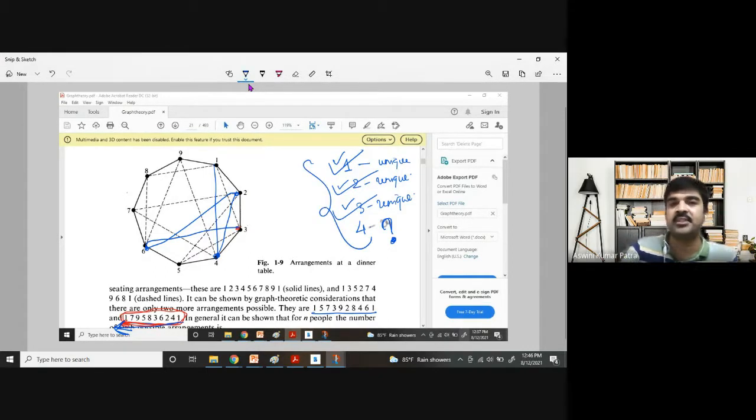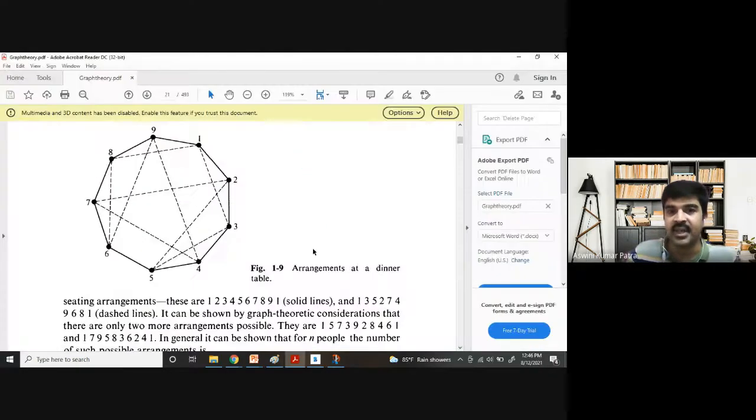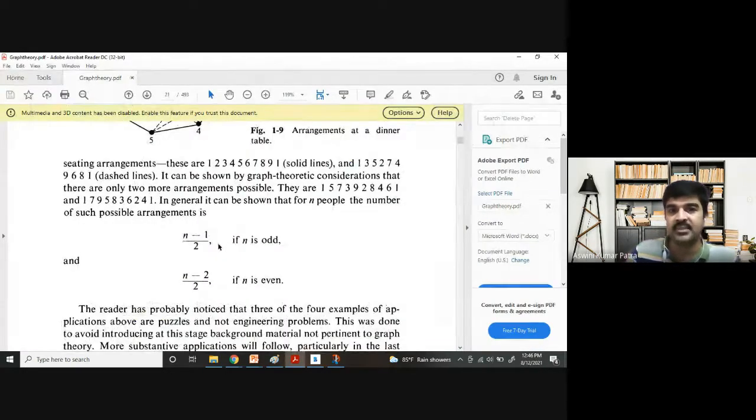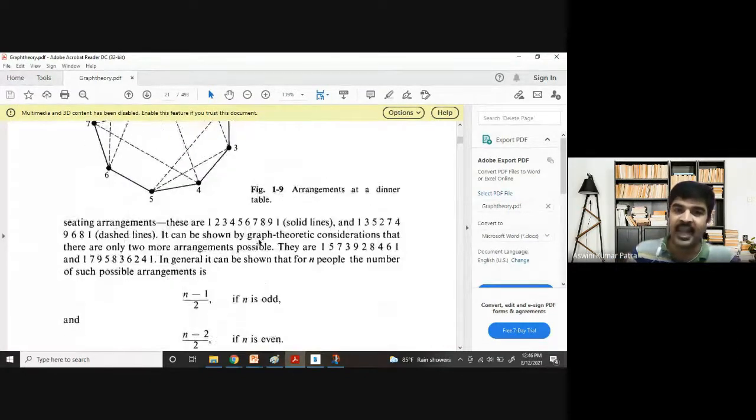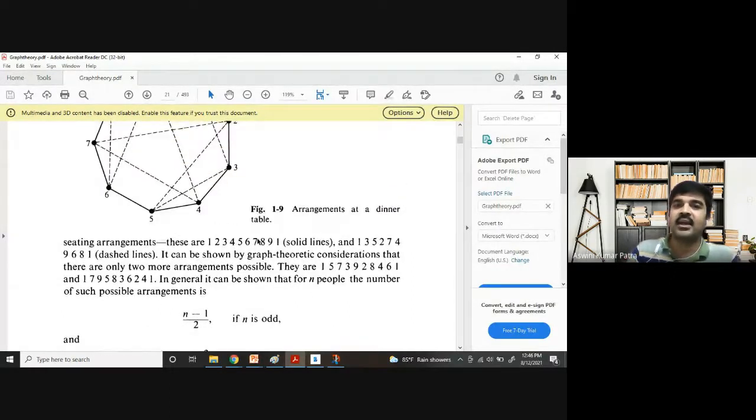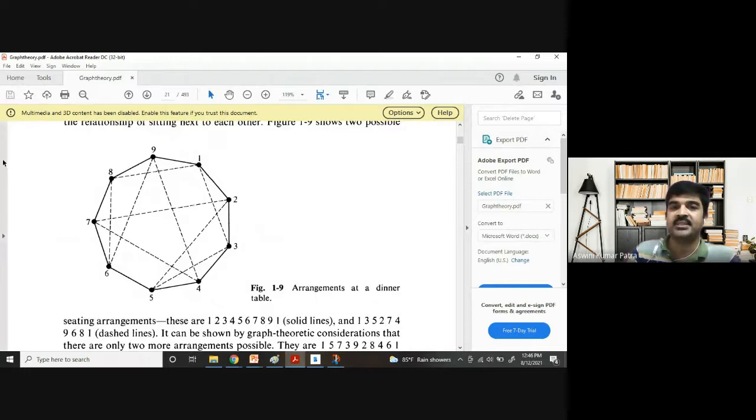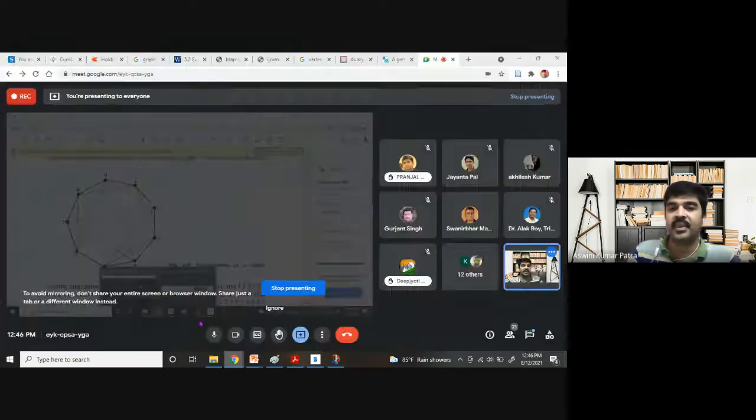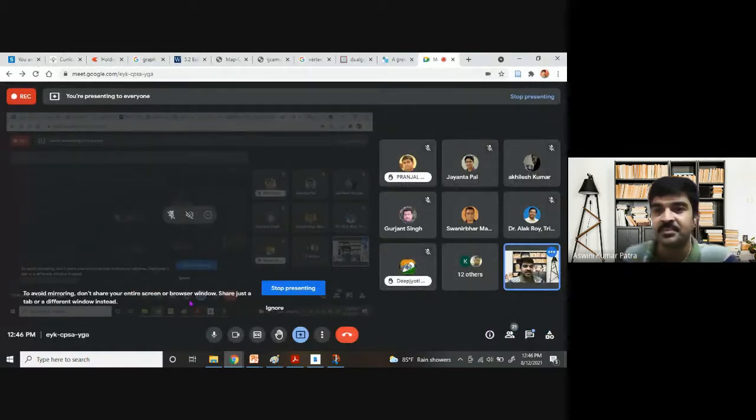So how many unique solutions are there? There is a theorem for that. This is very high level mathematics, but it has been proved that if n is odd, I can have (n minus 1) divided by 2 possible arrangements. If n is even, I can have (n minus 2) divided by 2 possible arrangements. In this example, we have n equal to 9. 9 is odd. So 9 minus 1 divided by 2 is 4. And accordingly, you get 4 unique arrangements, as you saw. Okay. Should I proceed further if you do not have any doubts?